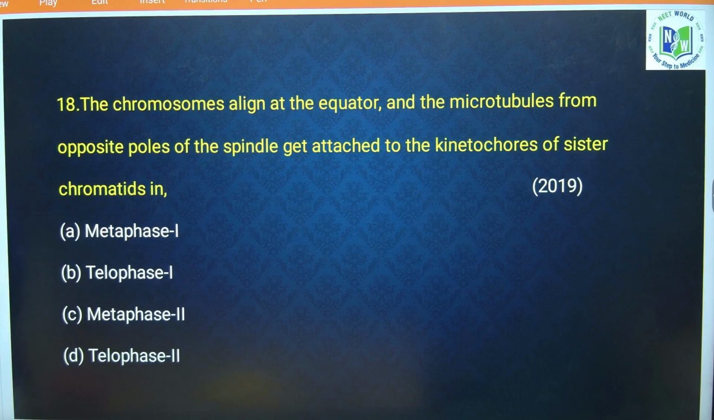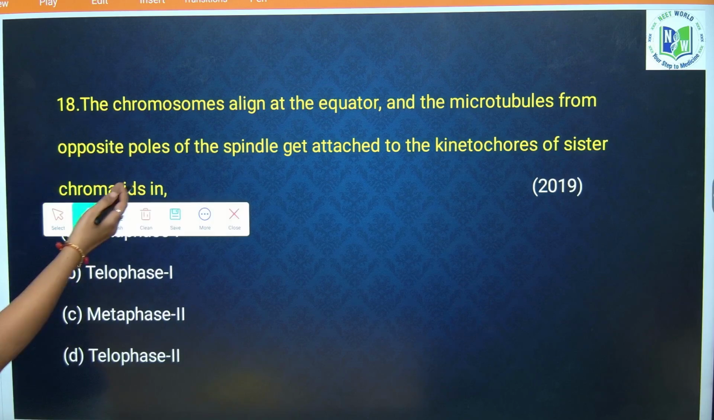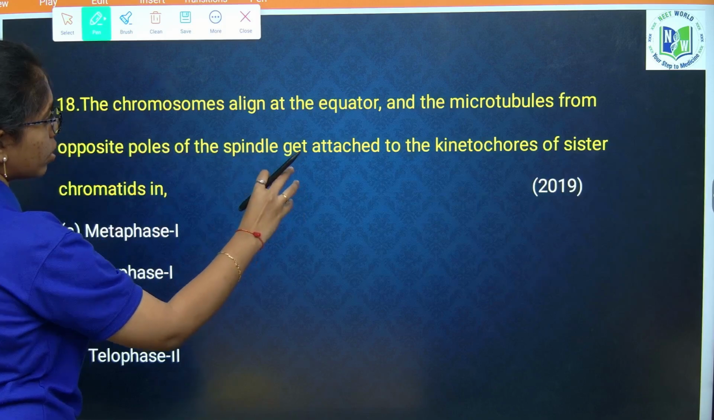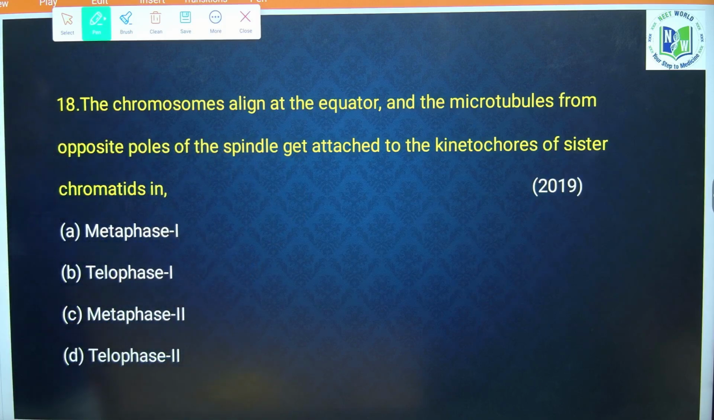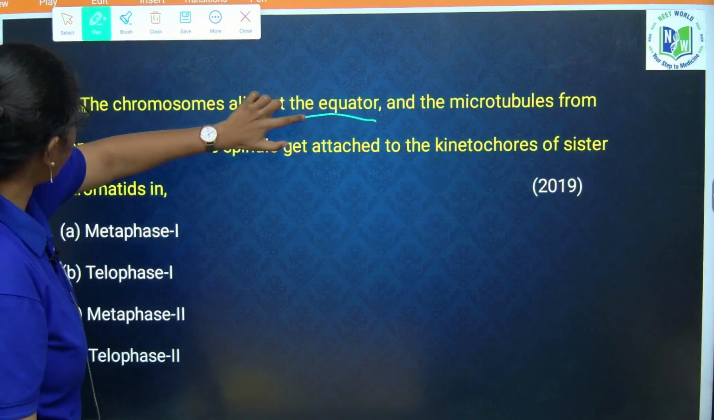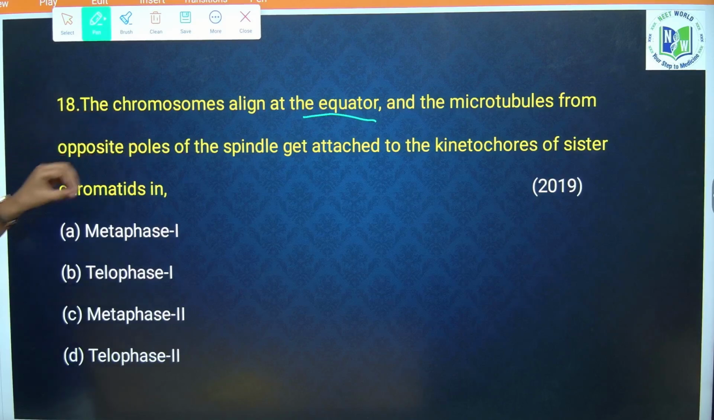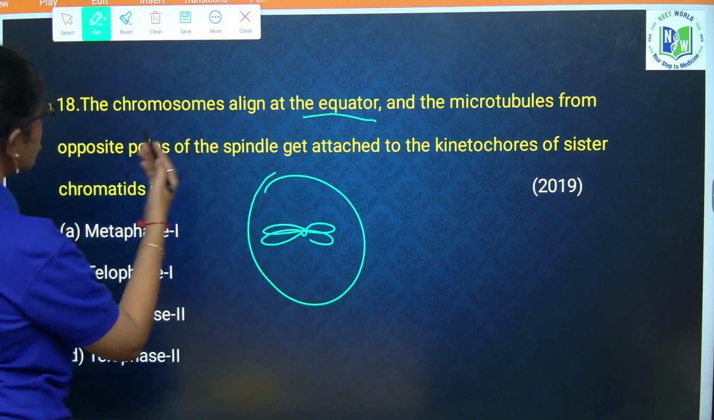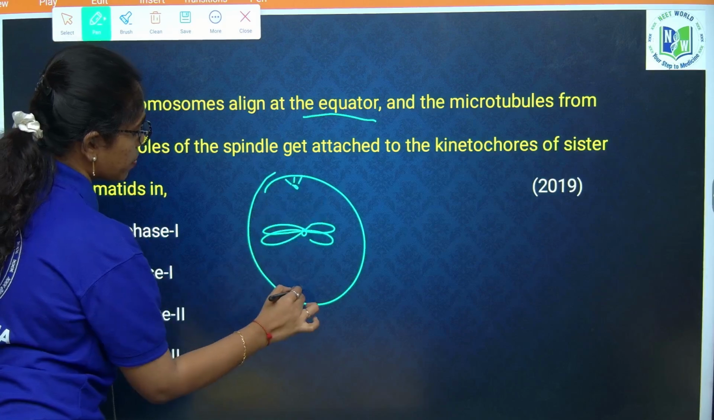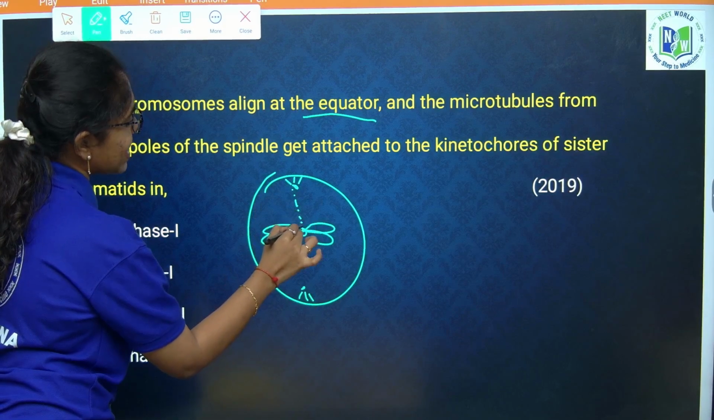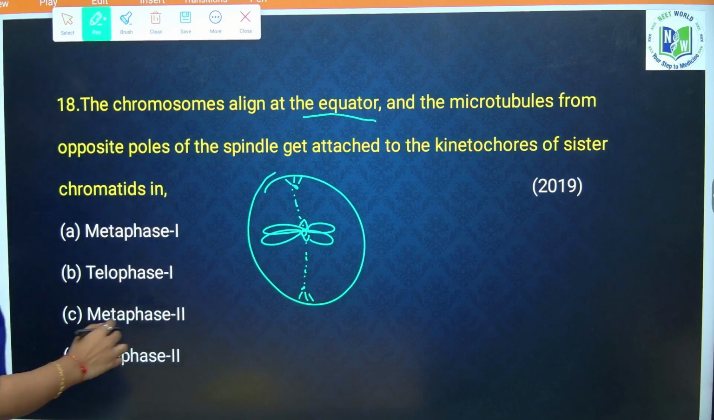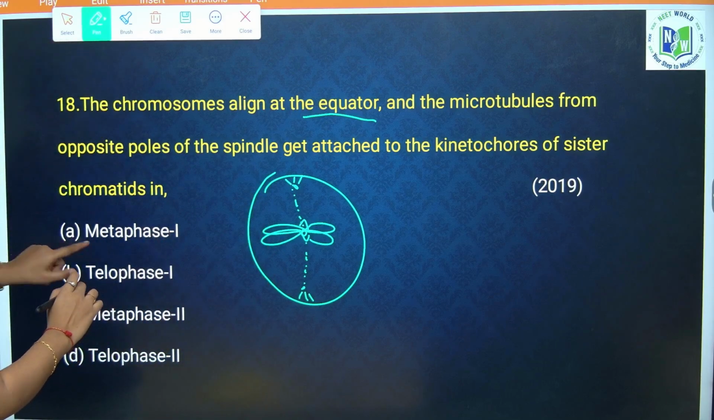The next question appeared in 2019. The chromosomes align at the equator and the microtubules from opposite poles of the spindle get attached to the kinetochores of sister chromatids. They get attached to what? Kinetochores of the sister chromatids. This happens in metaphase 1.